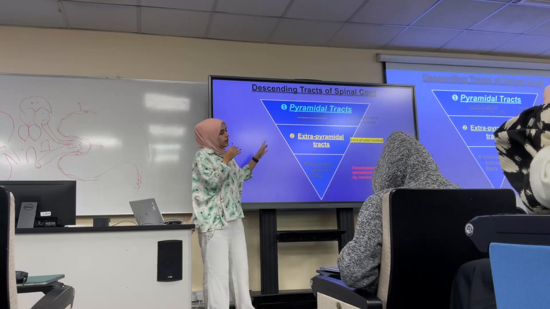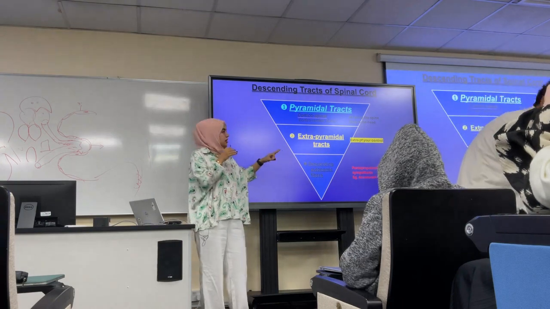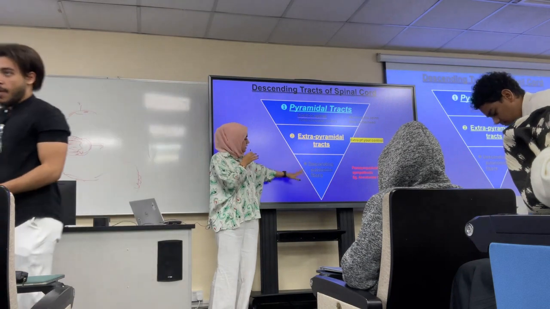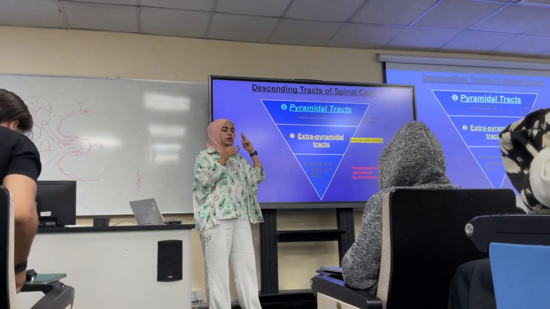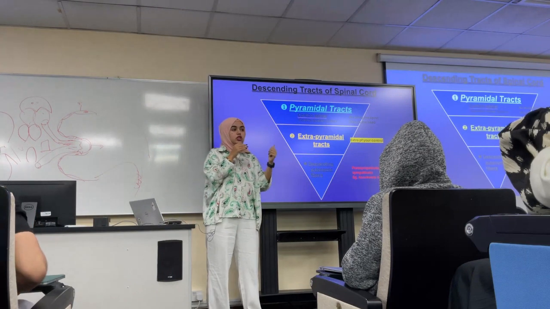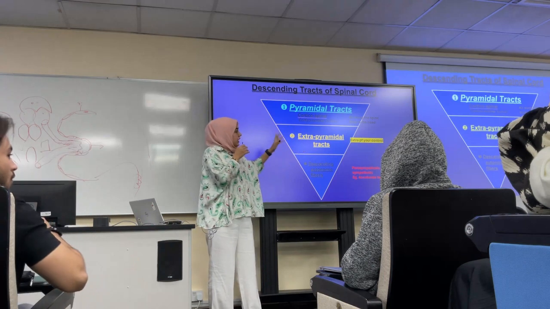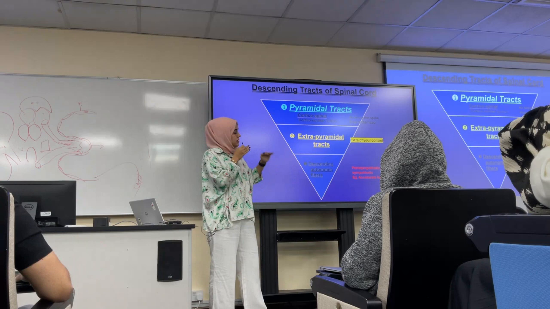For the descending tracts, this pyramid really simplifies it for us. It contains three main things: one, the pyramidal tracts, the extrapyramidal tracts, and the descending autonomic fibers. Once you hear the word pyramidal tracts, you have to keep two things in mind. One is called corticospinal, and the second is called corticonuclear. These are not going to stop at a specific place.